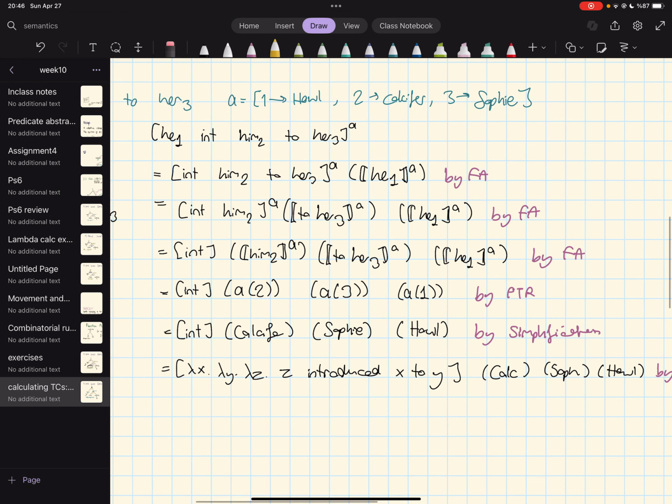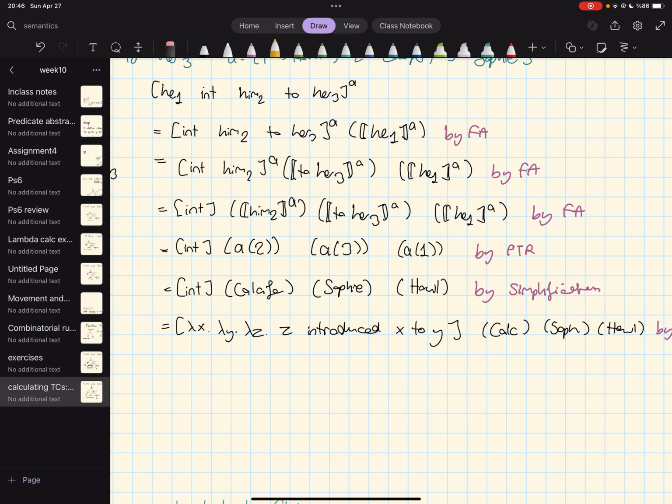So all we need to do now is lambda eliminations, and it's really easy. I take a look at my brackets, and the first lambda we have is lambda x, and the first argument that is right outside of the brackets, on the right of the brackets, is Calcifer. So I'm assigning Calcifer to x, and therefore I'm saying lambda y, lambda z, z introduced Calcifer to y. I have 2 more arguments, Sophie and Hal. Also, this was by lambda elimination.